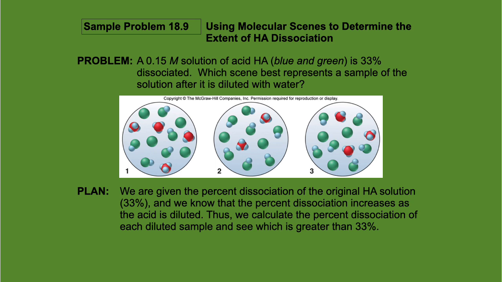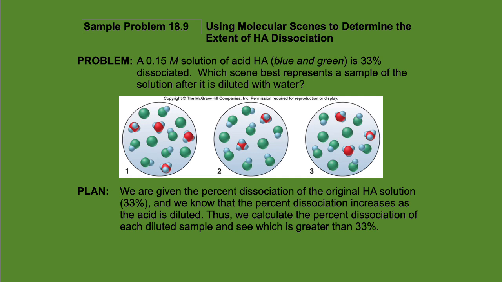So we're given the percentage dissociation of the original solution as 33%. We know also that this has to increase the acidity of the solution, so we'll have some increased H plus in solution. Thus we calculate the percent dissociation of each diluted sample and see which is greater than 33%.